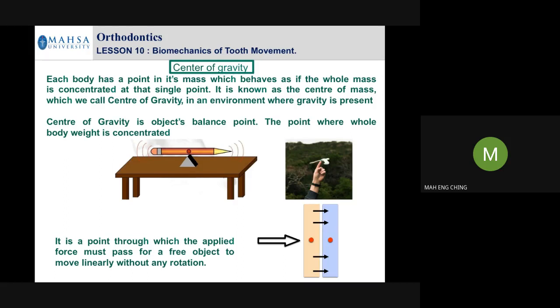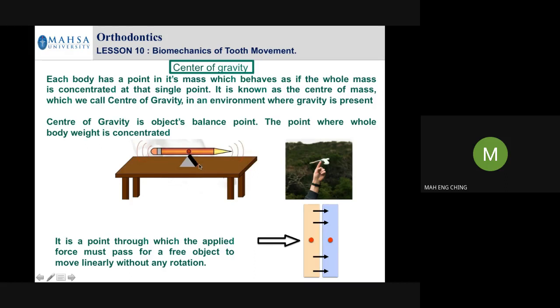So central gravity means that each body has a point at which the mass will behave as if the whole mass is concentrated in a single point. It's known as the central mass, which we call the central gravity in the environment where gravity is present. So without gravity, we call it central mass. With gravity, we call it central gravity. So central gravity is the object's balance point, the point where the whole body weight is concentrated.